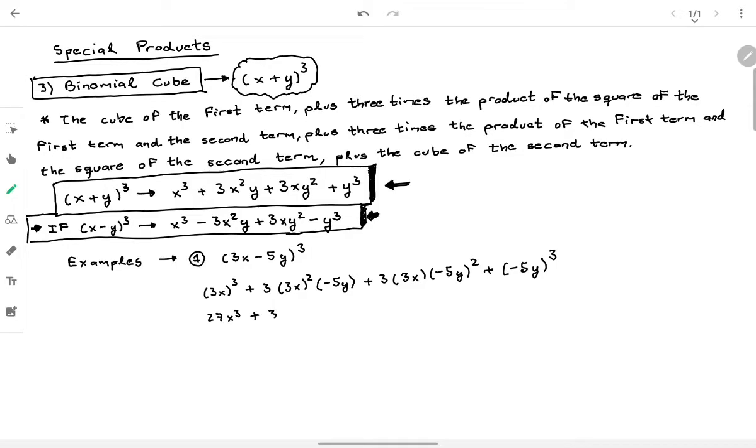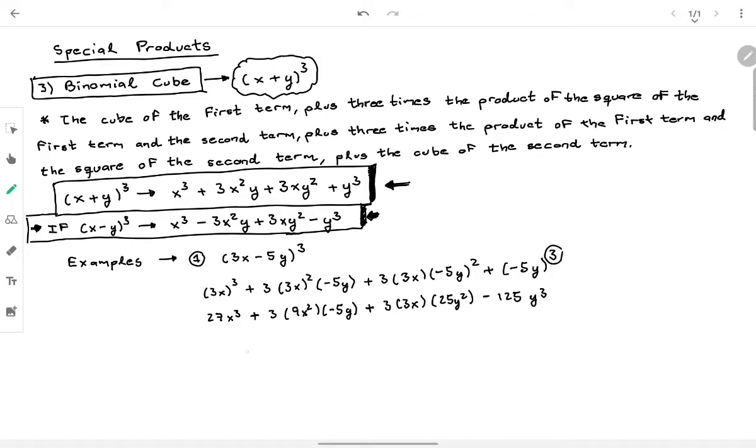The next one, maybe you can do it by mind, but I will do it in steps. It's going to be 3 multiplying 9x squared multiplying minus 5y. The next one is going to be like multiplying 3 times 3x. Then it's going to be plus because it's to the second power, so 25y squared. Then it will be minus because remember, when we have an odd power of a negative number, the answer is going to be negative. 5 multiplied by 5, it's 25. Multiplied by 5, it's 125 y cubed.